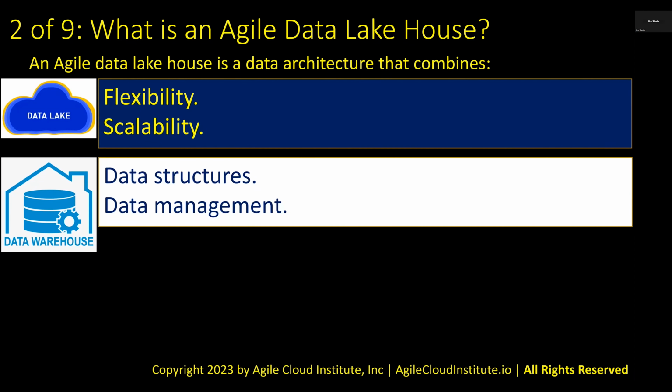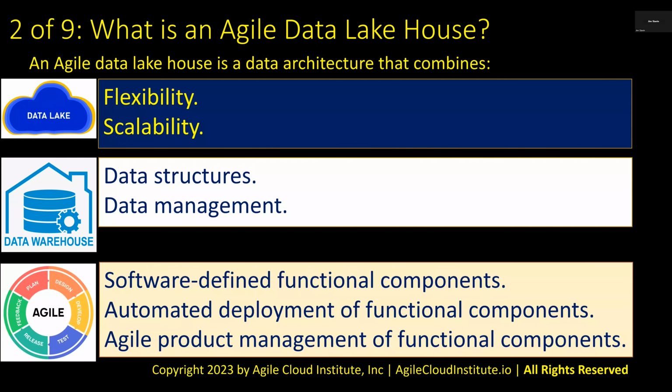A data warehouse, which is a highly structured and easily managed central repository for the types of data that get stored in databases. Agile management, which is an iterative way of evolving systems that includes decomposing systems into software-defined functional components, and deploying those components through automation. An Agile data lakehouse is a data architecture that combines these best aspects of data lakes, data warehouses, and Agile management.